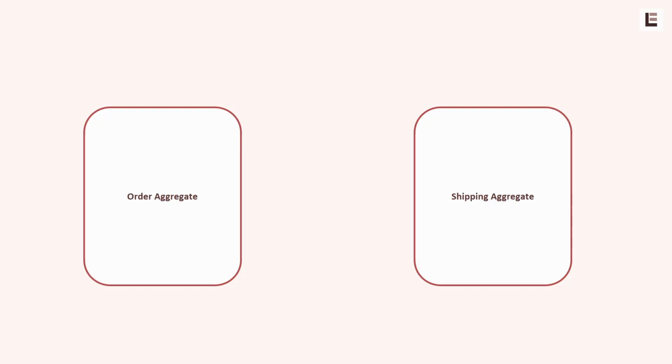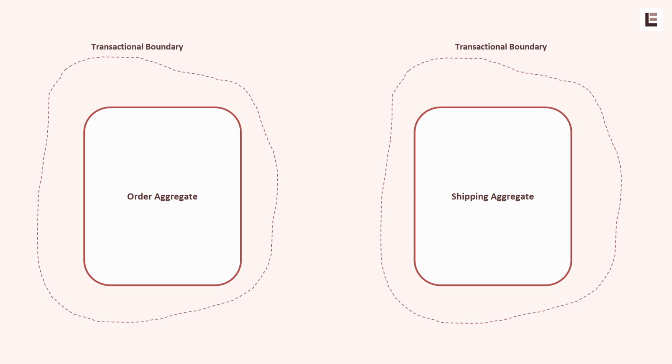Have you ever wondered how modern enterprise applications stay in sync without any tight coupling between their components? Imagine you have an online e-commerce store. When a customer confirms an order, the order system needs to notify the shipping system to start the shipping process. You can't just update the shipping aggregate directly from the order aggregate because they are in separate transactional boundaries. So how do you handle this type of communication between two different aggregates?